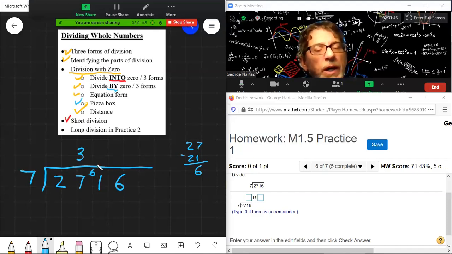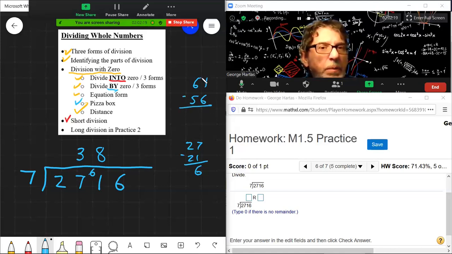So now you have to view this as 61. This is a 61. 7 divides into 61 how many times? 8, you said. Correct, because 8 times 7 is 56. So we got 61 minus 56. We need to get our remainder.